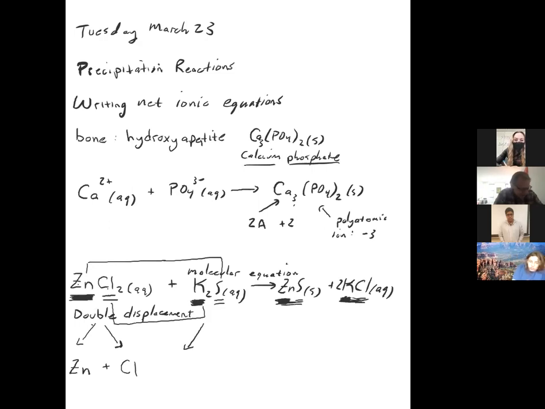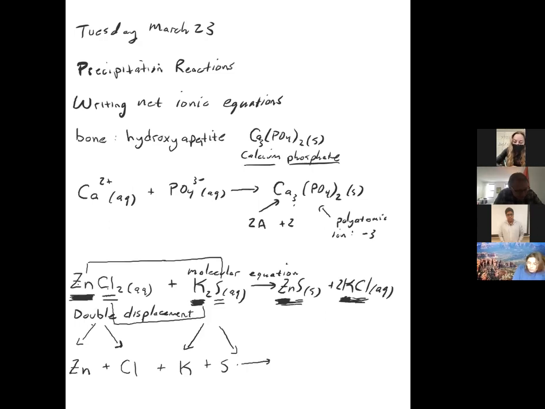So then I'm going to decompose these into 2 ions. These are all ions. That's the nature of precipitation reactions. Oops, I made a mistake there. Potassium and sulfide, right? So potassium sulfide, zinc chloride. Then you have the arrow, and then you do this.